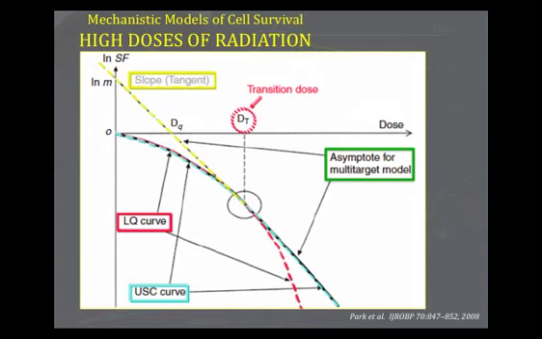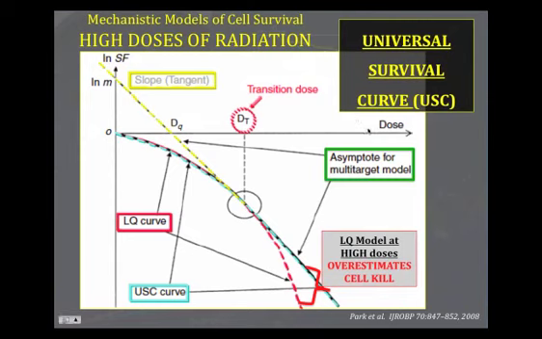Now, how does that predict high doses per fraction of radiation? For that, the universal survival curve was recently published. It's a mathematical model, and what these authors did was combine the linear component of the linear quadratic model with the multi-target component, the second part of the curve of the single hit multi-target model. So they took two pieces of each model, put them together, and came up with a formula to give birth to this curve here.